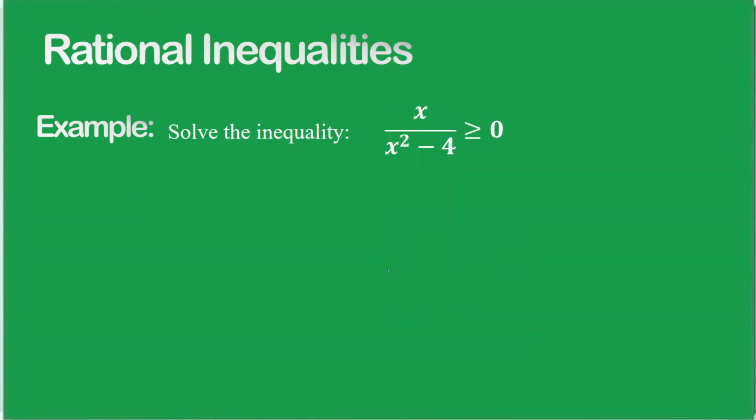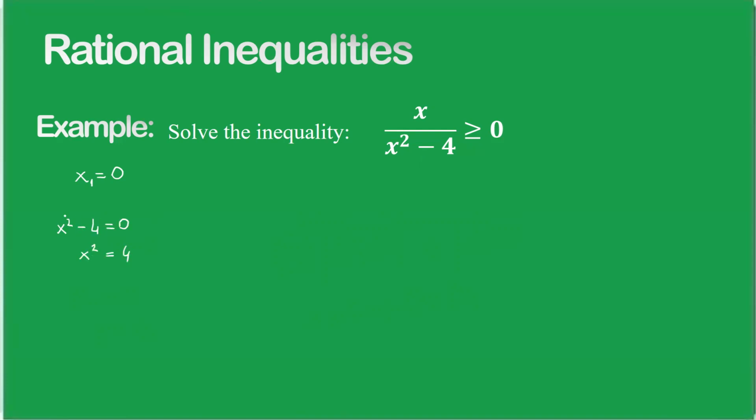What is next? Here we have x over x squared minus 4 greater than or equal to 0. Critical points. What about critical points? x is equal to 0, so x1 is 0. Clear. So x squared minus 4 is 0, then x squared is equal to 4.